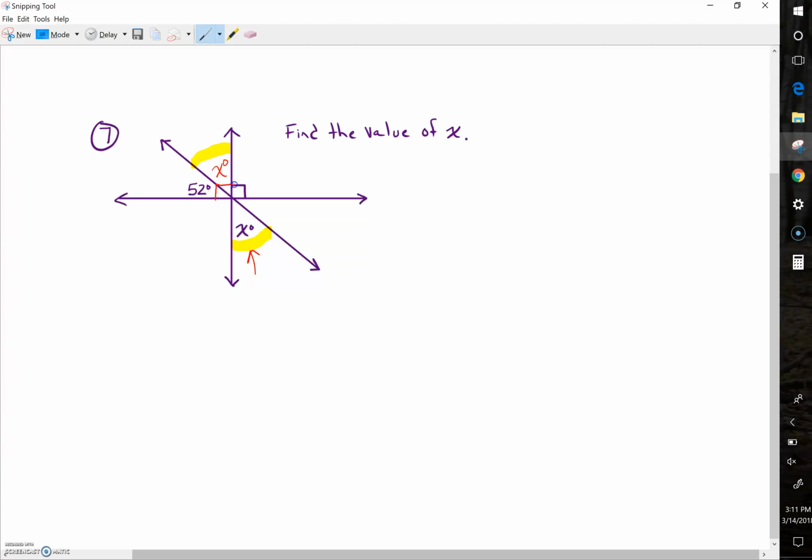52 and that unknown angle together form a 90-degree angle here. So 52 plus that unknown angle have to equal 90. So this one becomes pretty simple. Take away 52 on each side, and you're left with the unknown angle being 38.